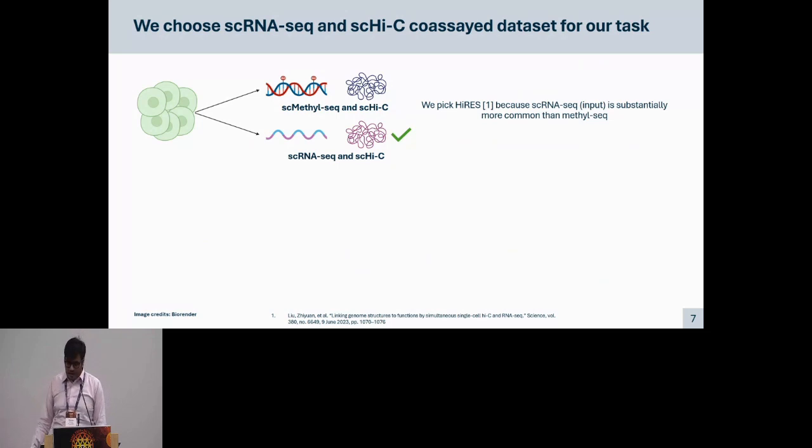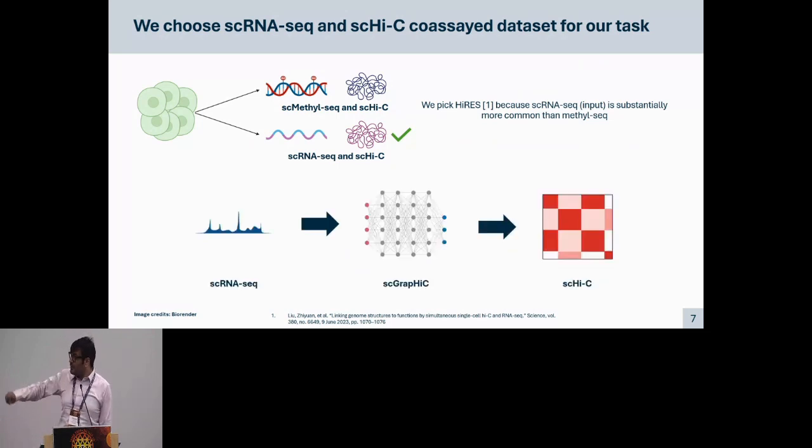With that out of the way, the overall aim of this talk and this work is to build a method that we call single cell GrapHiC that is able to map single cell RNA-seq data to single cell Hi-C contact maps. In the next few slides, I'll briefly explain the challenges of working with such a data set and what we need to do to accomplish this task.